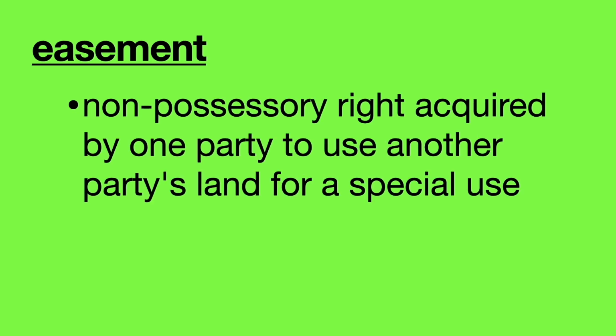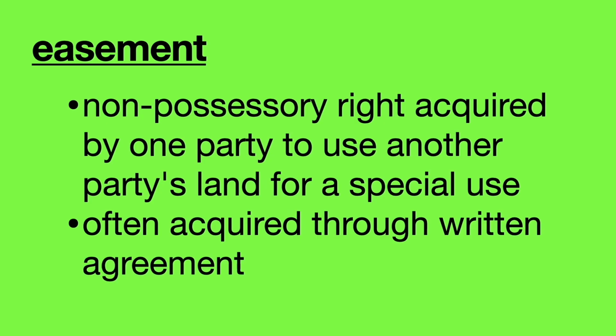Easements and licenses. An easement is a non-possessory right acquired by one party to use another party's land for a special use. These are often acquired through written agreement.